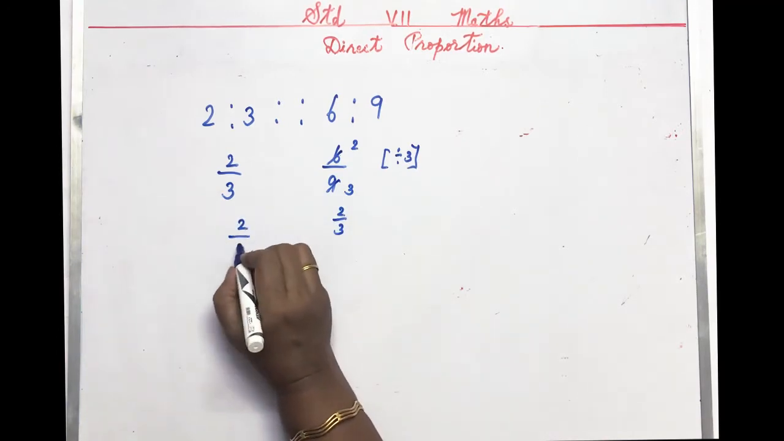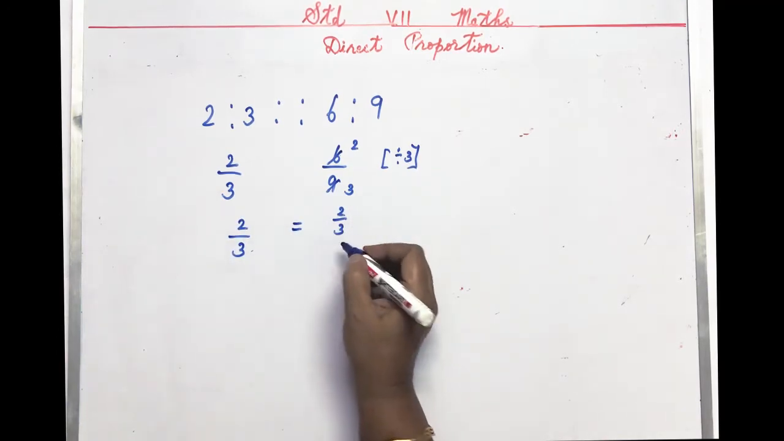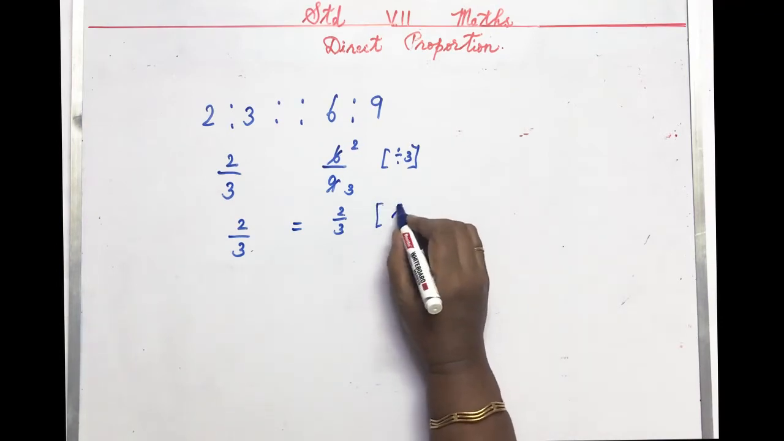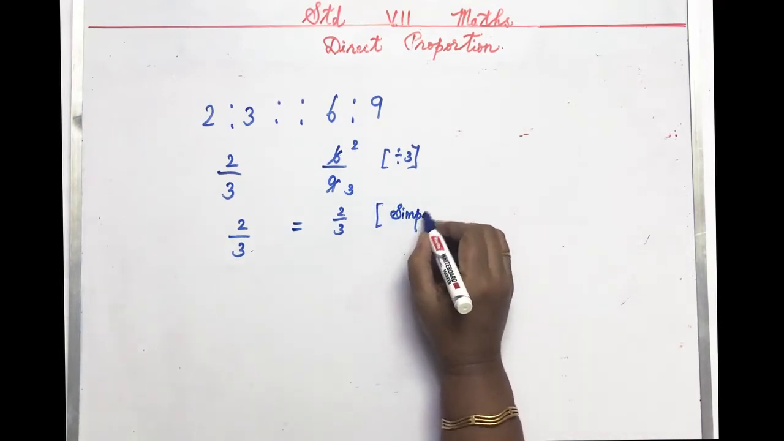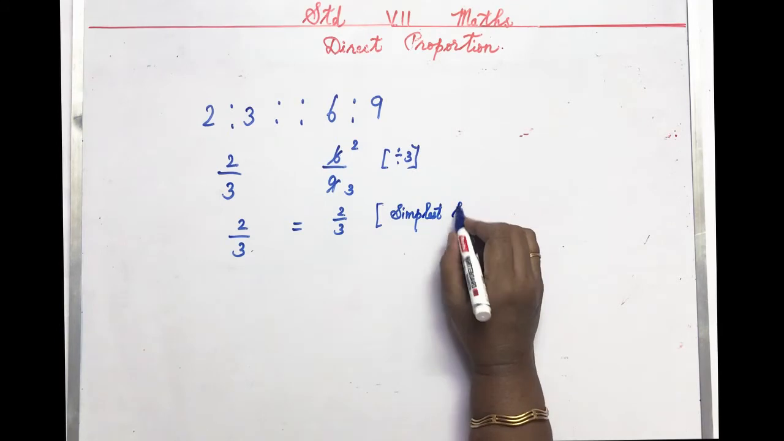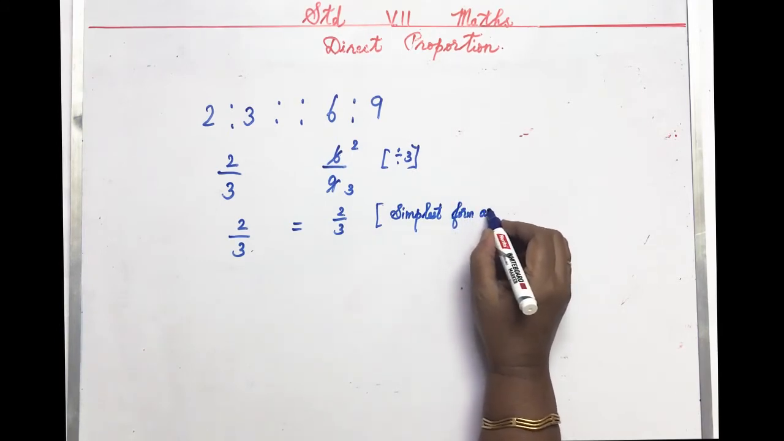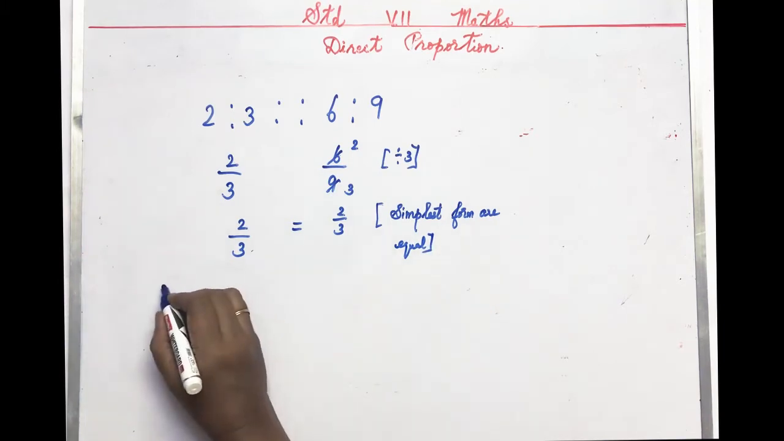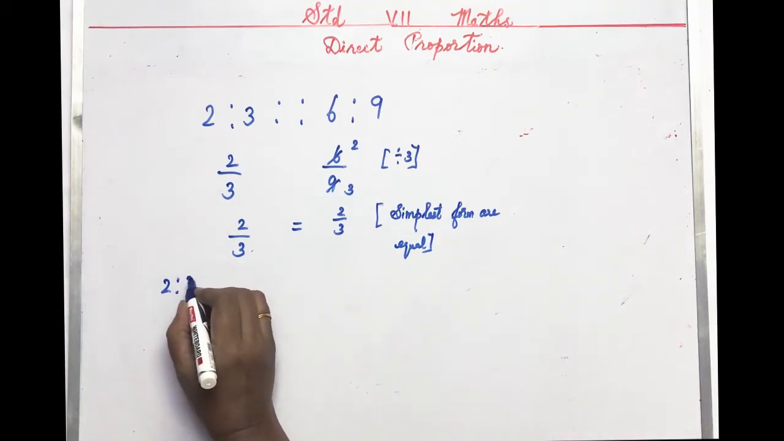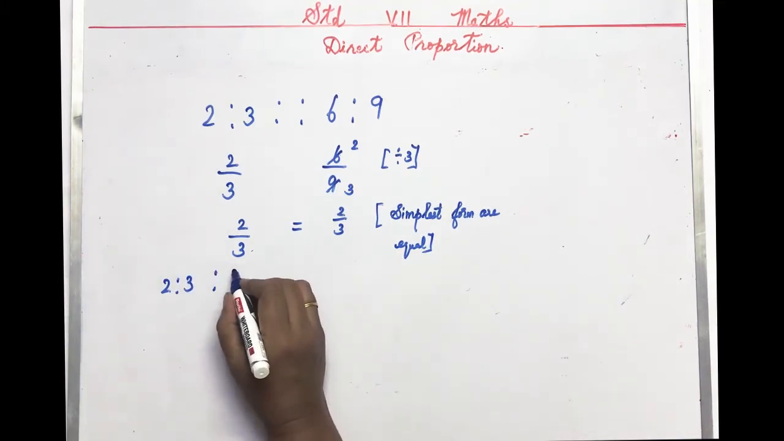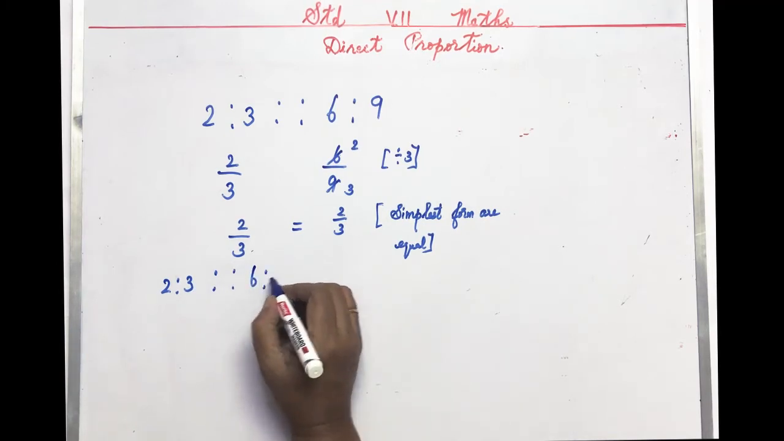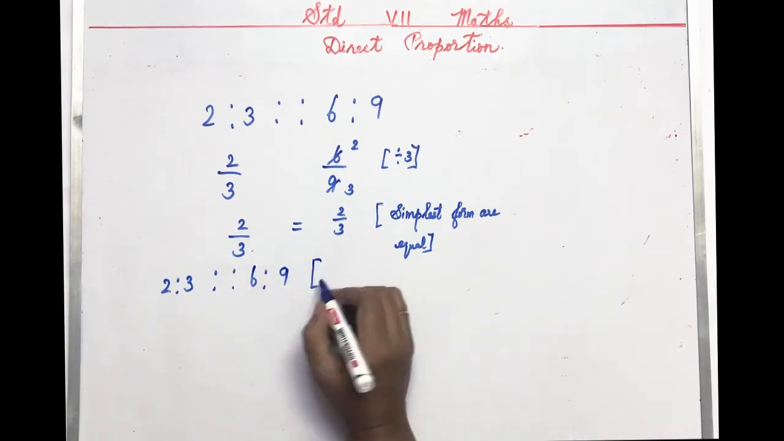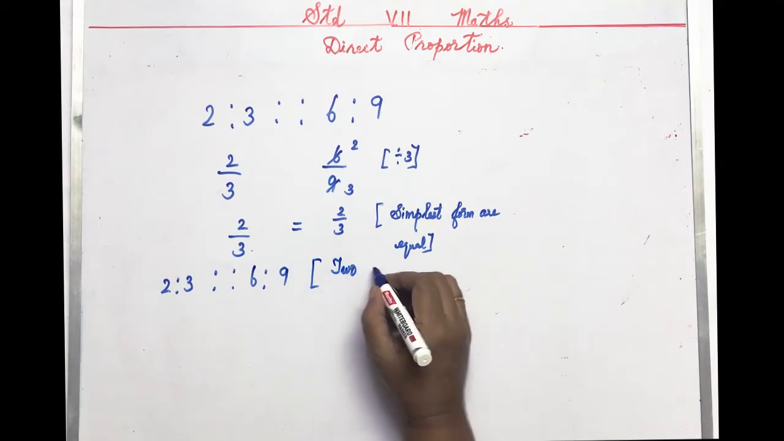So 2/3 is equal to 2/3. So simplest forms are equal. That means two ratios are in proportion. So 2:3 and 6:9, two ratios are in proportion.